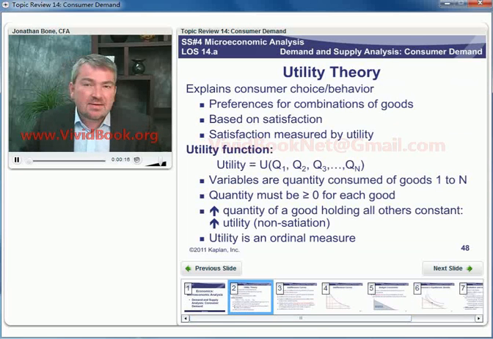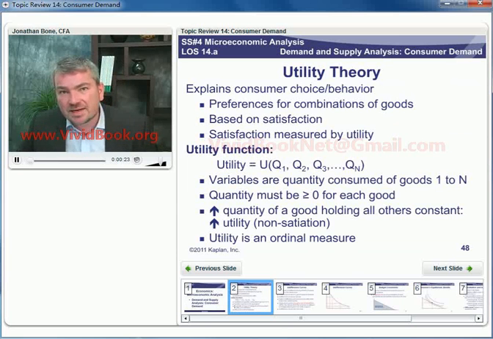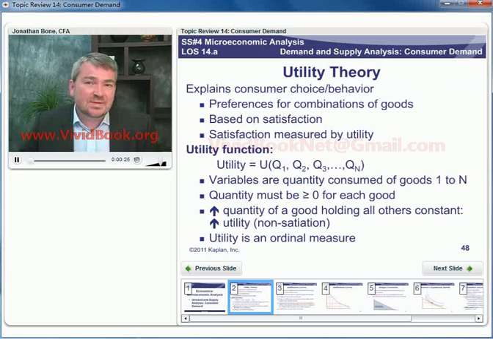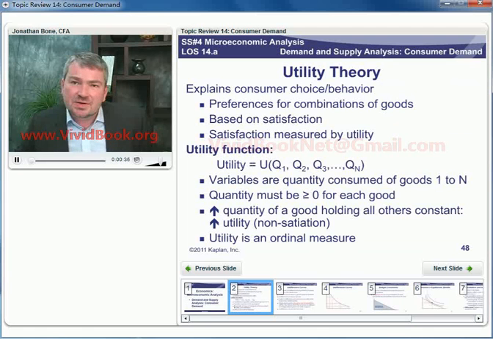Now, the idea is utility theory explains consumers' choices or behaviour, in particular by looking at preferences for combinations of goods based on the satisfaction. So you can think of utility as the satisfaction you gain from consumption of goods, the benefit, the joy, if you like. So utility is our measurement of satisfaction.